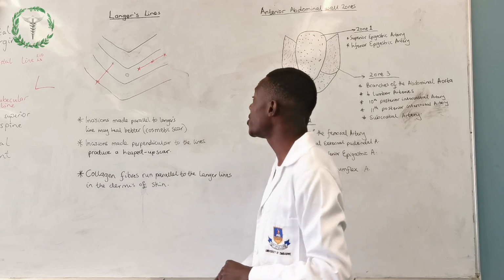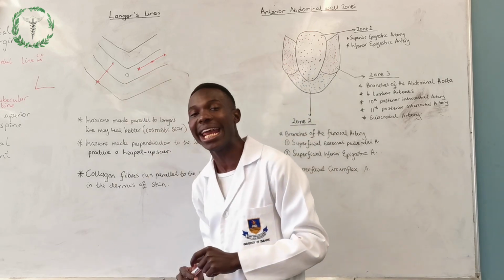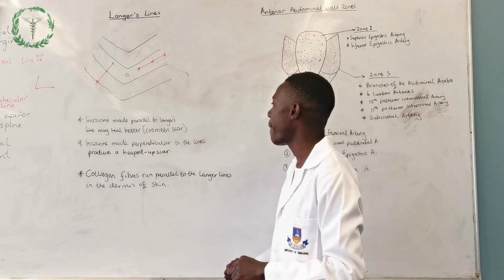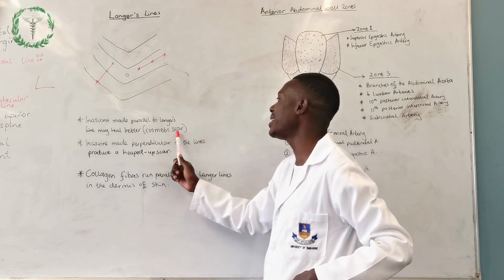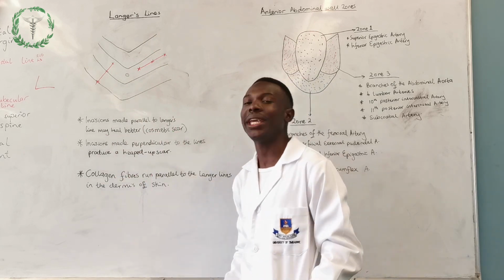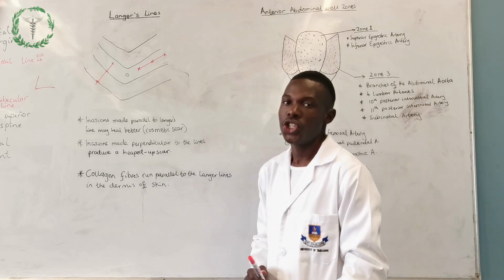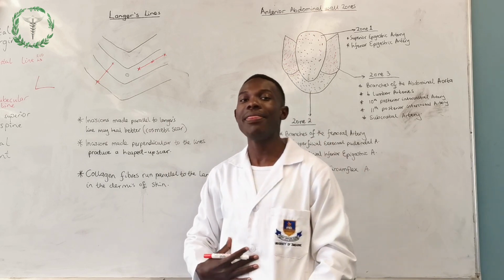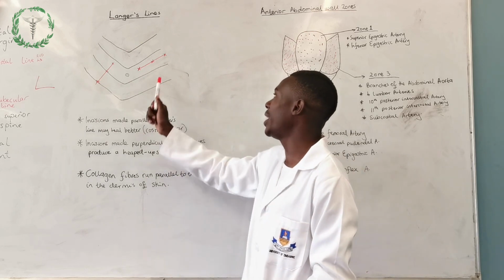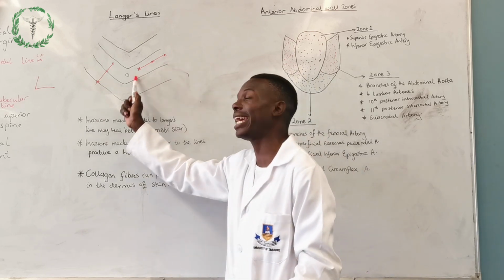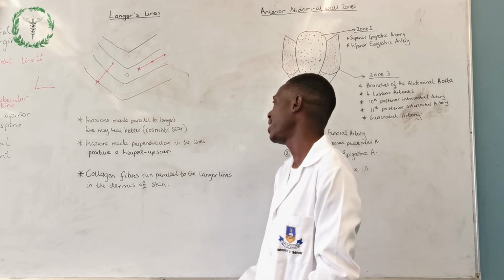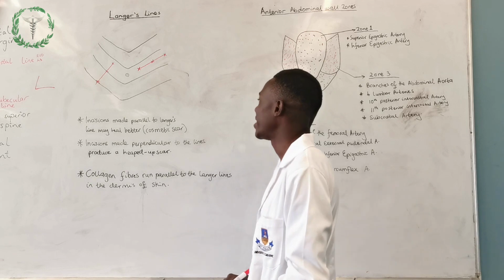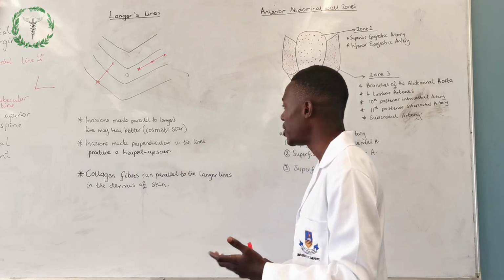And then if we are to cut parallel to these lines, the Langer's lines, we are going to have a cosmetic scar which will heal better. So when we are to make an incision in the anterior abdominal wall, we need to make an incision parallel to the Langer's lines in order to form a cosmetic scar. Right, so that's what is important about the skin.